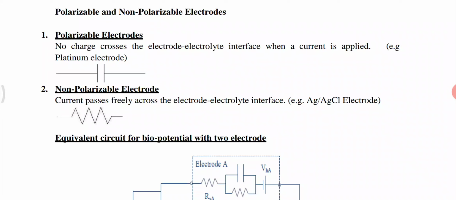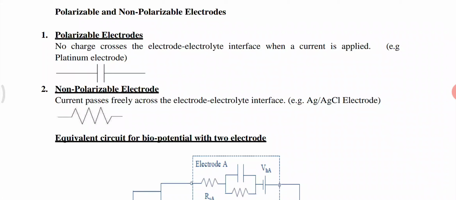The amplifier accommodates the characteristics of the electrodes. And the type of electrode to be used depends upon the anatomical location of the bioelectric event and the dimensions of the bioelectric generator. In this theory we have discussed two types of electrodes, that is, polarizable electrodes and non-polarizable electrodes. In case of polarizable electrodes, no charge crosses the electrode-electrolyte interface when a current is applied.